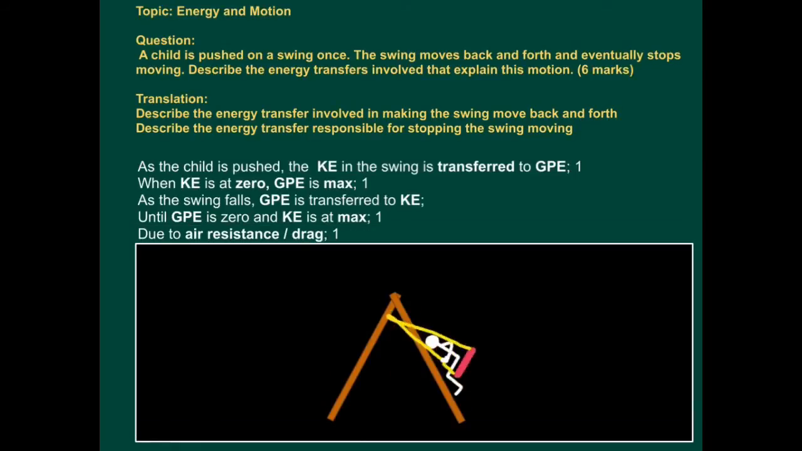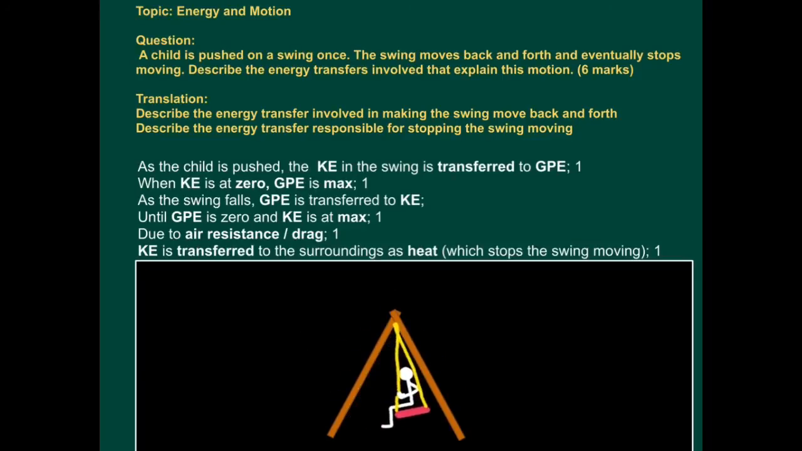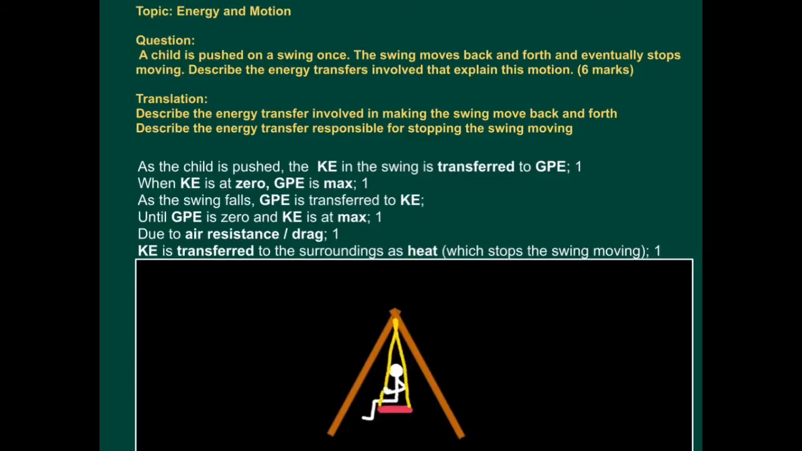But of course, as you continue to swing, you are obviously colliding with air. There is drag force there, or air resistance. And that causes another energy transfer responsible for stopping the swing. The kinetic energy is transferred to the surroundings as heat, which stops the swing moving. And so you can see that here.